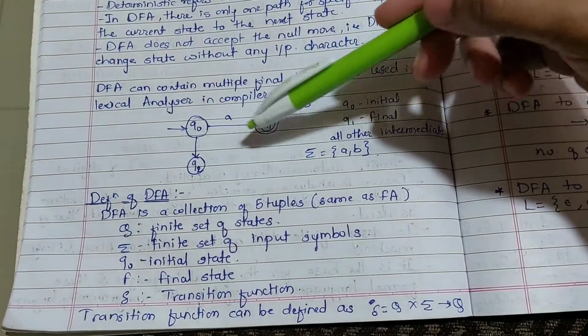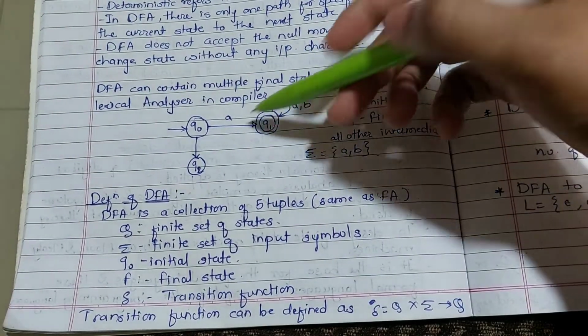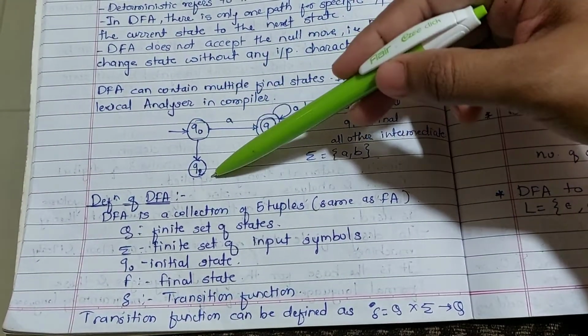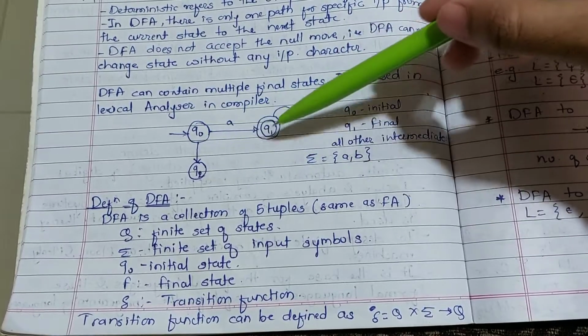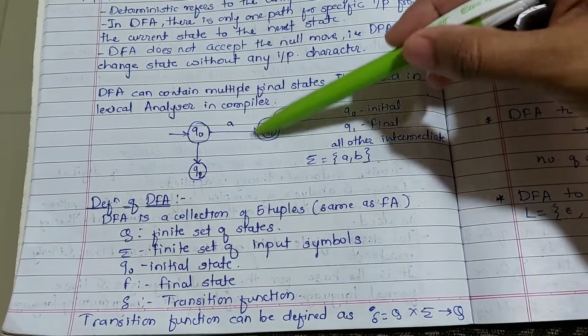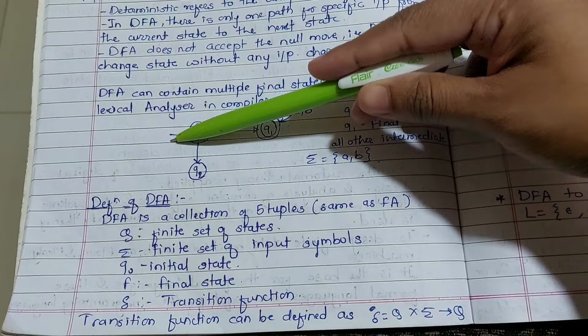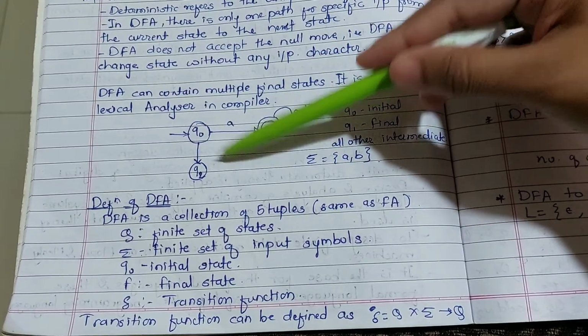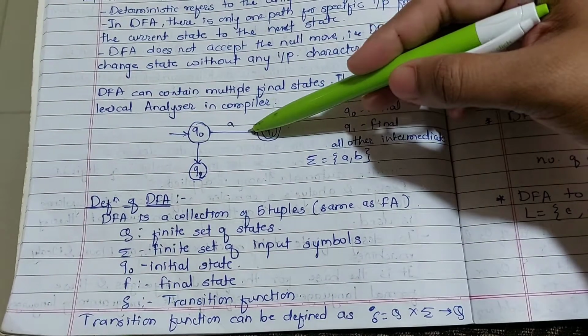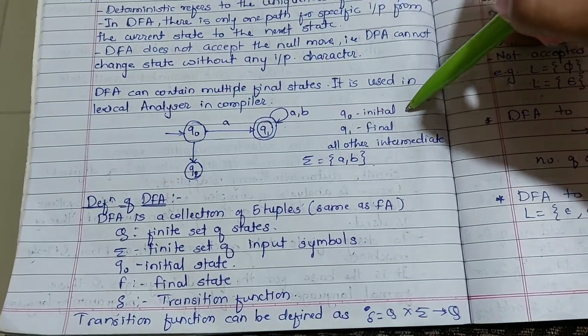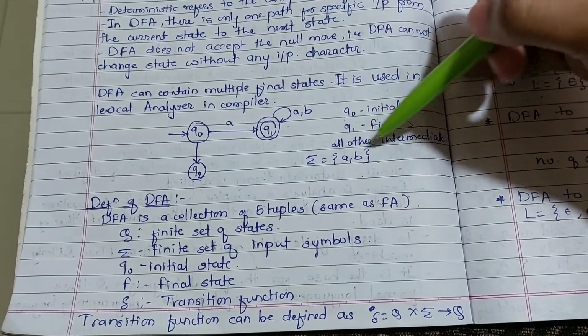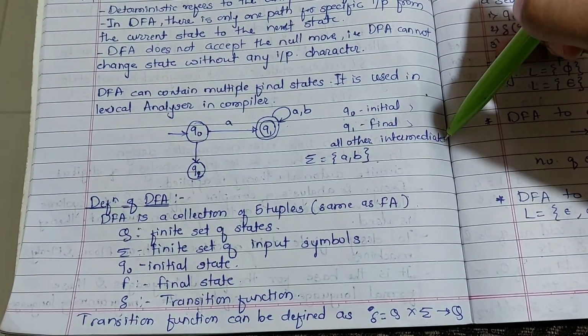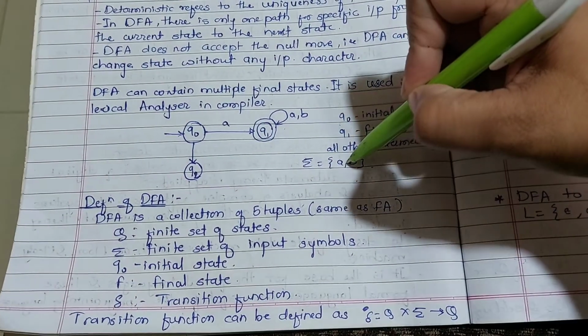See here, this is an example of a DFA in which we have three states: Q0, Q1, Q2. Q0 is the initial state, with an arrow. Q1 is the final state, represented with a double circle, and Q2 is an intermediate state. There are inputs like A and B. So Q0 is initial, Q1 is final, and all other states we can say are intermediate.